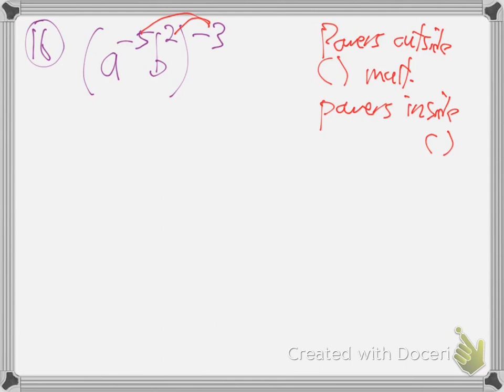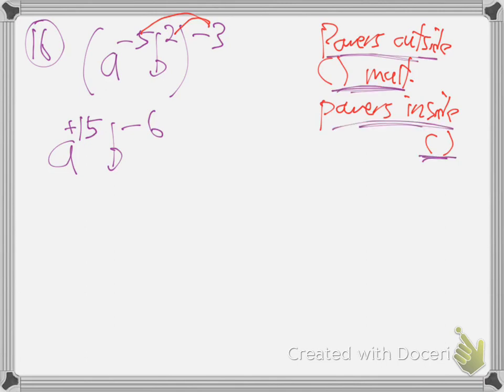So what are we going to get? We're going to get a to the positive 15, b to the minus 6. Is that good so far? Remember that? So powers outside. So here's a note I would put, if it was my final exam coming on Tuesday, I would put that on my study sheet. Powers outside parentheses multiply powers inside parentheses.